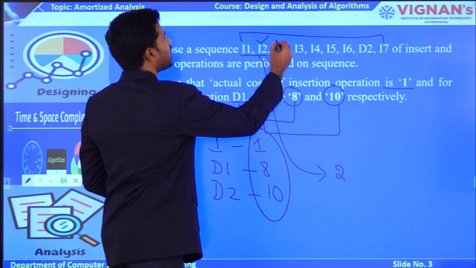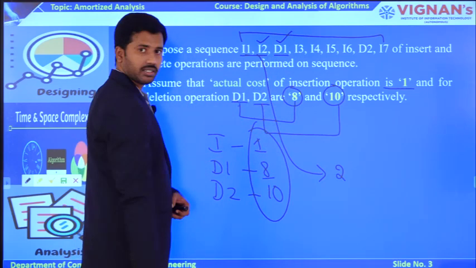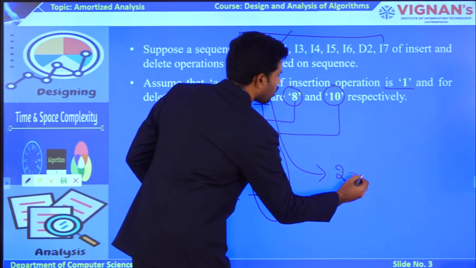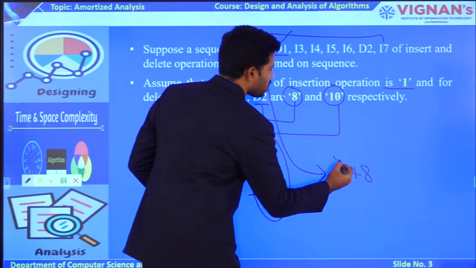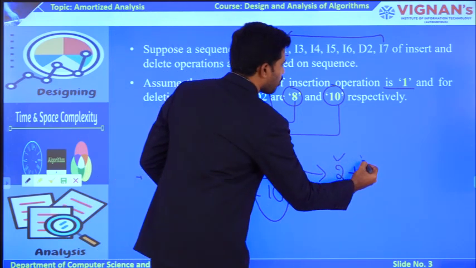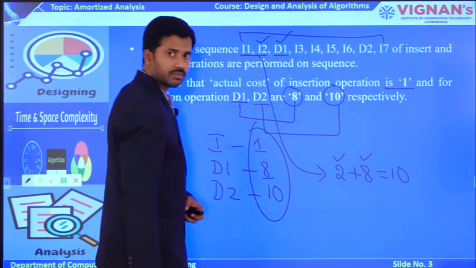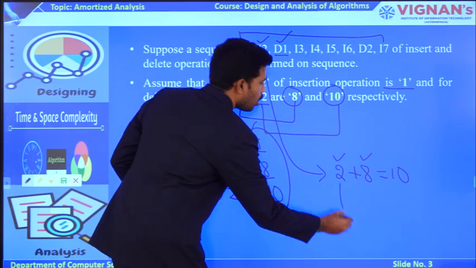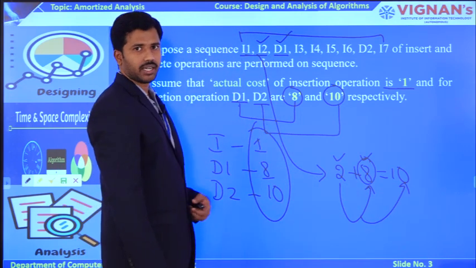But after executing D1, the cost of D1 is 8, right? So the total time complexity up to D1 is: previously the cost is 2, and the cost to perform D1 is 8. So the total time complexity is 10. From 2 you are moving to 10.